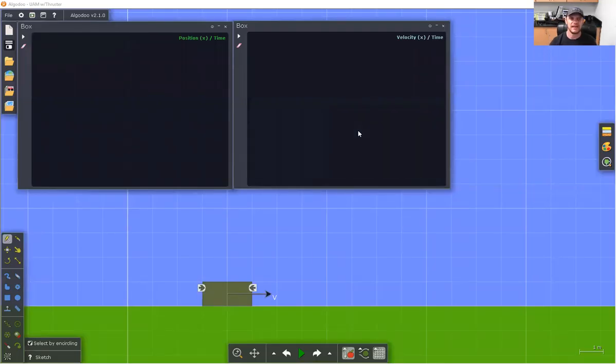Today I want to elaborate a little bit on the concepts that were covered in Professor Dave's videos. Professor Dave had a great introduction to the study of motion and motion graphs for accelerated motion. So I'm going to talk a little bit more about that. I'm going to use this program called Algodoo to illustrate some things.